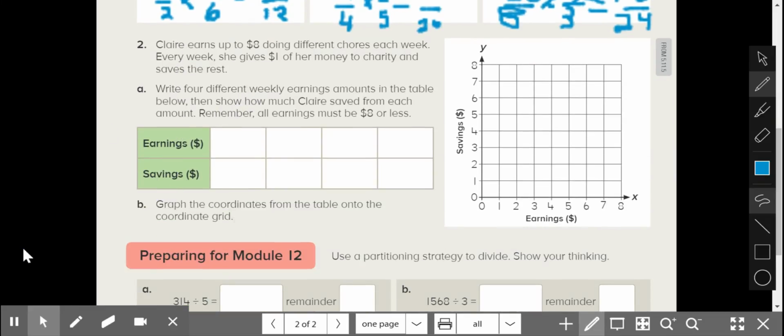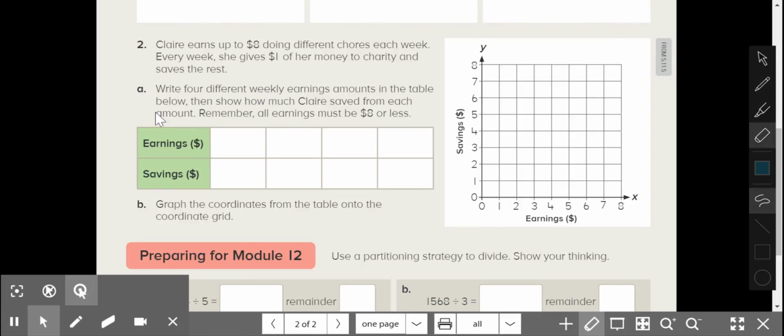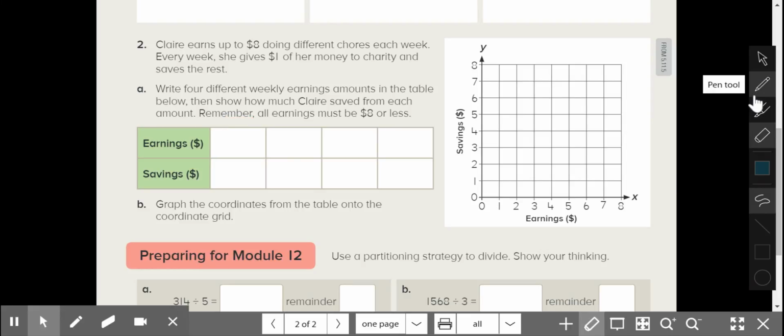This is very, very familiar to what we've been working on. The problem says Claire earns up to $8 doing different chores each week. Every week she gives $1 of her money to charity and saves the rest. So you can see she earns each week $8, and she saves a total of $1. Every week she gives $1 of her money to charity and saves the rest.